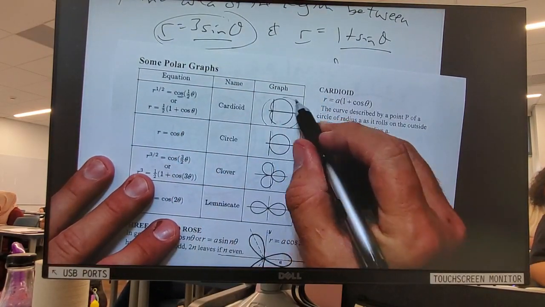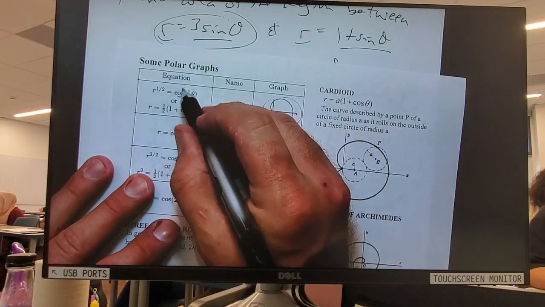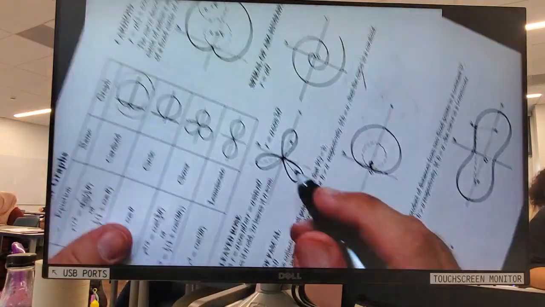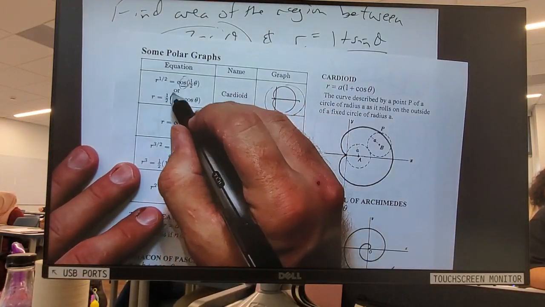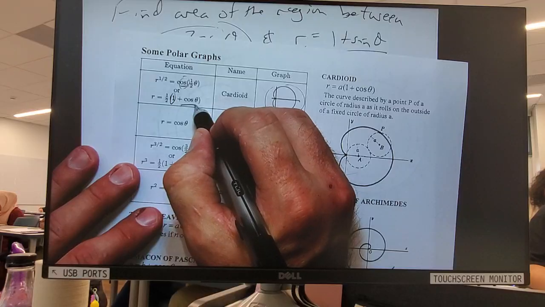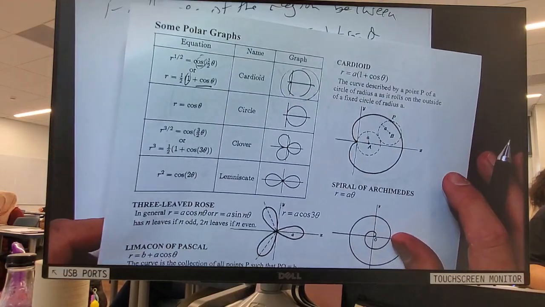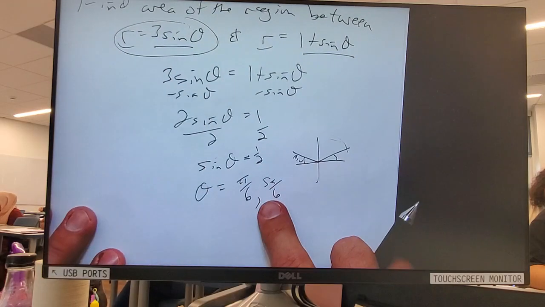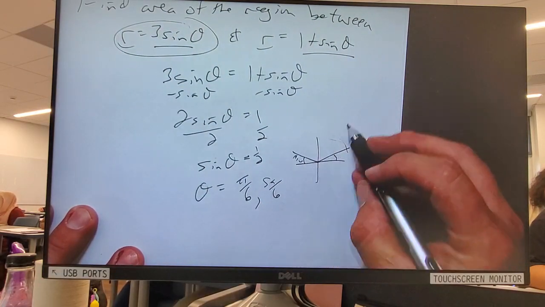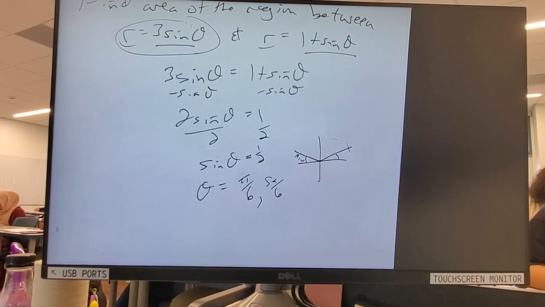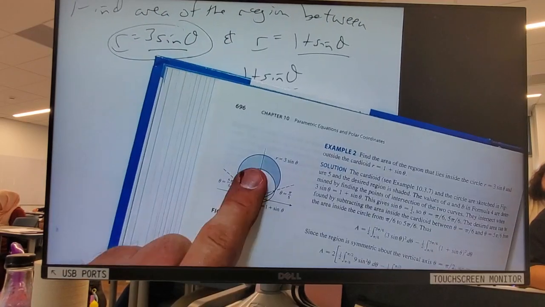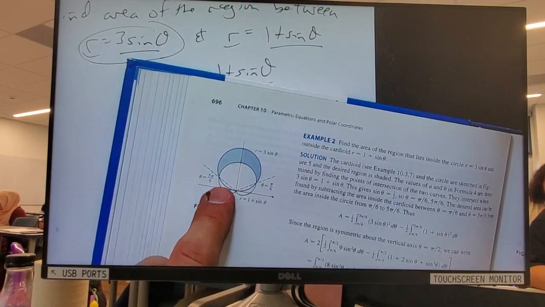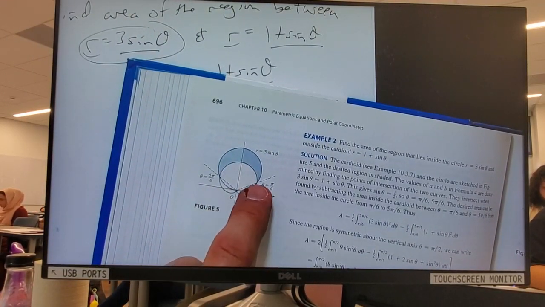Cosine makes a butt graph that's on the x-axis. If I made this sine, that would be a butt graph that's on the y-axis. And do you see how it's 1 plus sine? This one's half, but mine will just be twice as big. So this is going to look like, here, let me just show you. There's my circle. There's my cardioid. Those are the 2 angles where they meet.